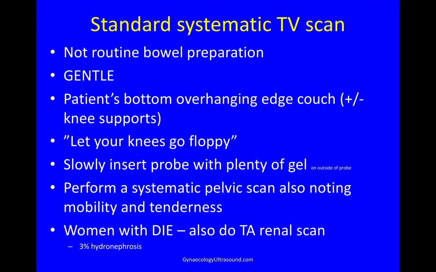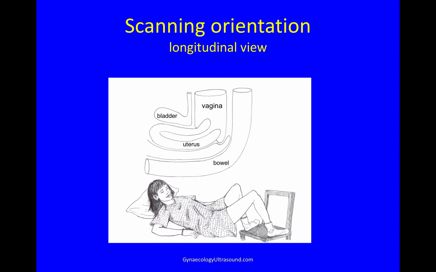And in women in whom I diagnose DIE, I will also do a transabdominal renal scan, as 3% of women with DIE might have silent hydronephrosis. Most of my images are in the longitudinal view, and I'll mention in the video when it's in the transverse plane. But generally speaking, this is the way that I'm oriented, with bladder at the top, then uterus underneath that, and bowel below.